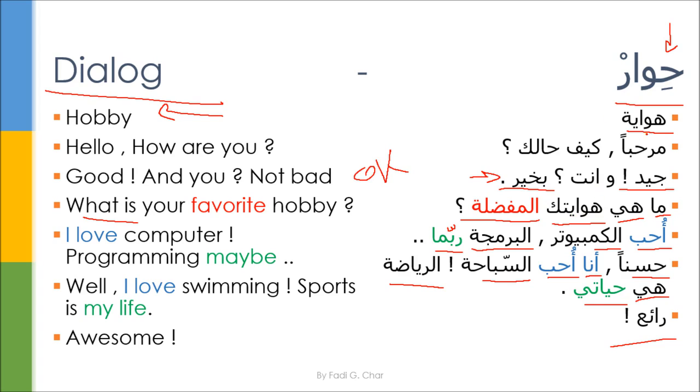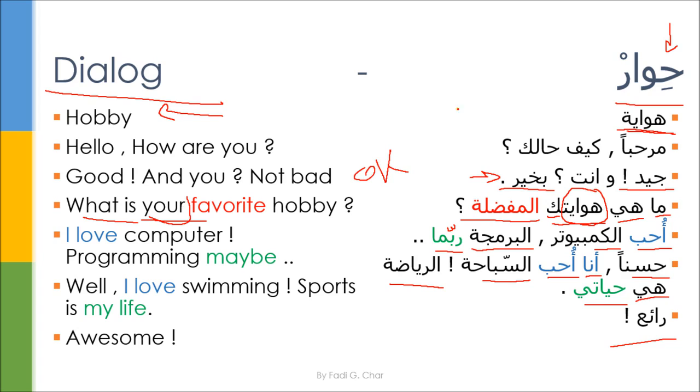So hiwaya is hobby. I want to say your hobby, so I say hiwaya. As you can see, hiwaya is over here, and I'm talking about your, so I'm talking about hiwayatuka, because I'm talking about your. If I want to say my hobby, I say hiwayati, because it's my hobby. Yours for a male, hiwayatuka. Yours for a female, hiwayatuki. And my hobby, hiwayati.